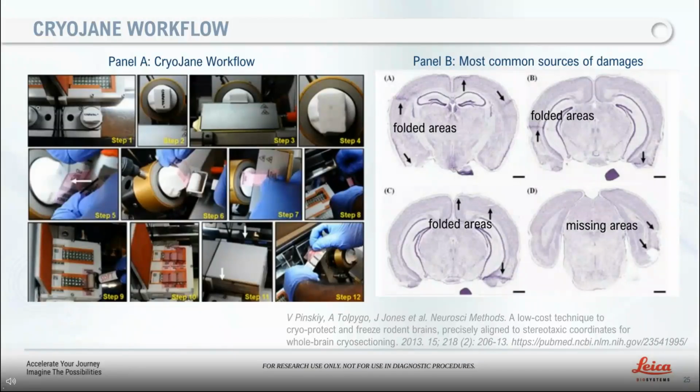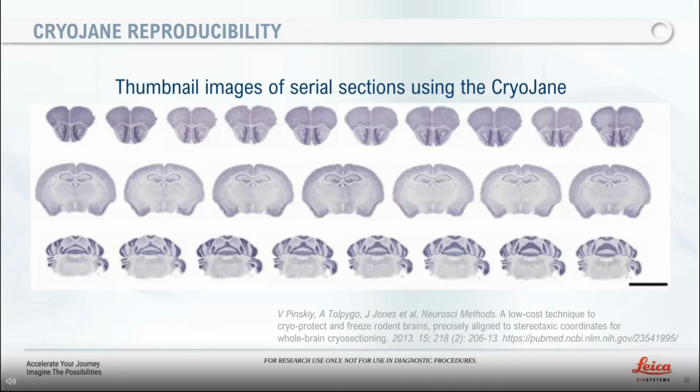In the same study from Dr. Pinsky, we show here thumbnail images of serial sections cut from a perfused mouse brain in 3 standard sectioning planes. Selected rows of serial sections cut in the coronal, top, sagittal, middle, and horizontal, bottom planes. Sections were collected using the tape transfer method, processed for Nissl stain, coverslipped, and imaged. In all cases, the sections appear of consistently high quality.